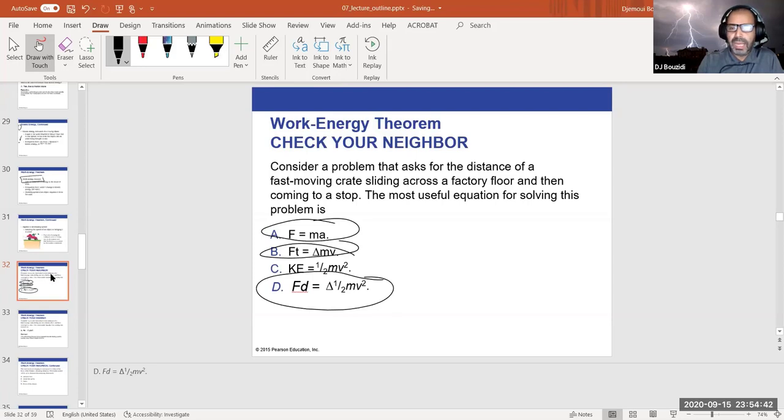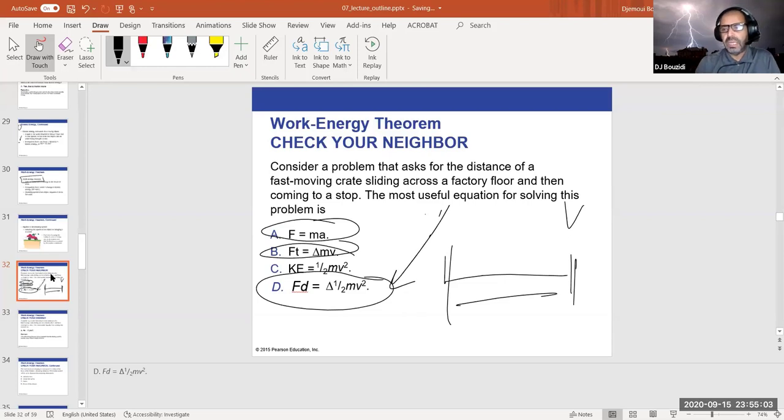F equals ma can do it. The impulse, if you know the time span and all of that, you should be able to do it too. But as a matter of fact, in this case, because it's easy to find the distance through which it traveled and how much velocity it had before and how much velocity it had after, you can solve the problem much faster using this technique than anything else.